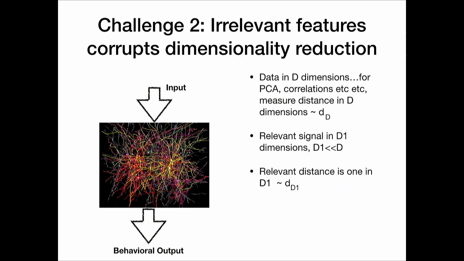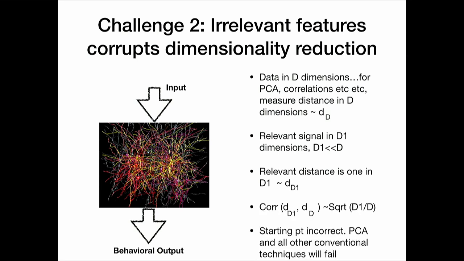So if you measure this to do your PCA, which is the starting point of all analysis, linear or nonlinear, or measure correlations, and look at the correlation with this quantity here, which is the relevant distance, the correlation goes like, it's easy to show, square root of D1 over D. So essentially, if you don't know what you're doing and the signal resides in some small subspace, you don't even know how to do data dimensionality reduction, one would argue. And PCA has to get it wrong just by this simple argument. So you're doing Pythagoras' theorem, you have a whole bunch of square sums under the square root. If most of the squares are useless, then you're in trouble.